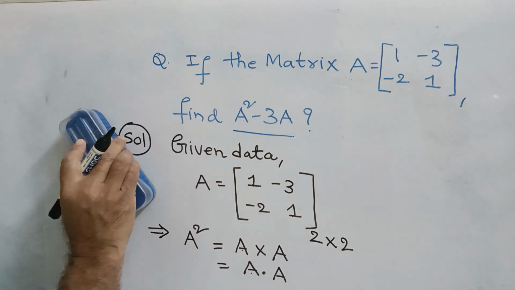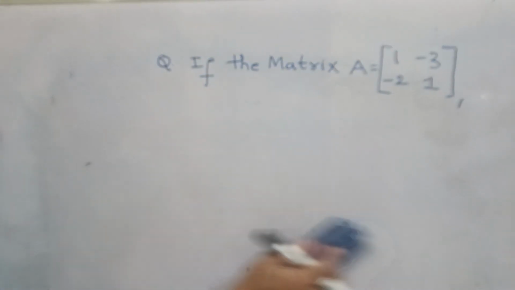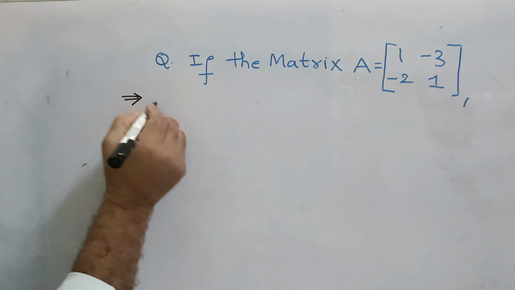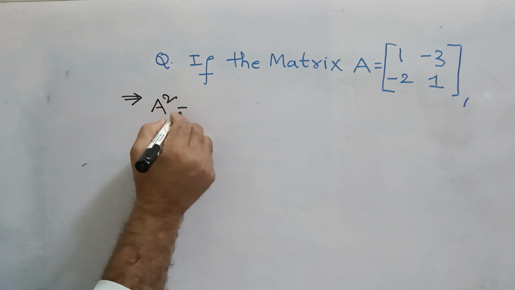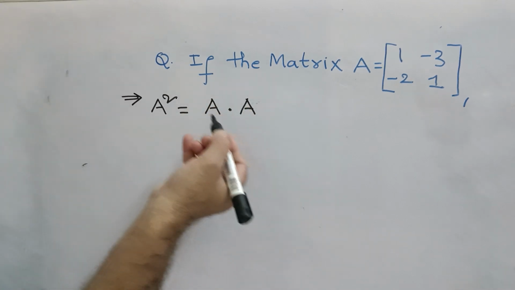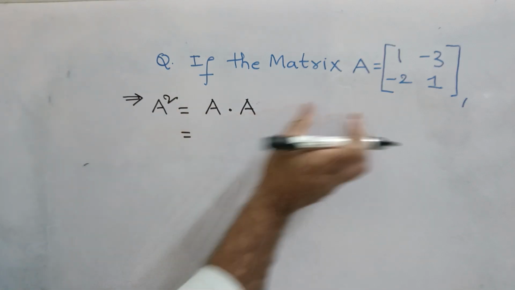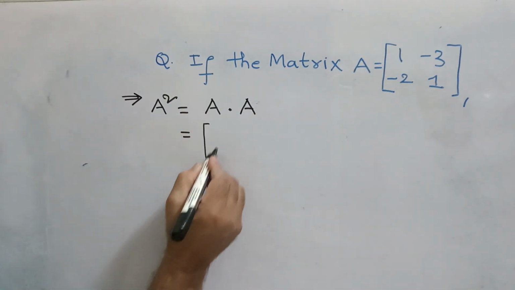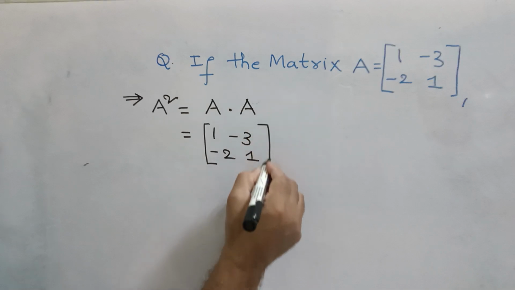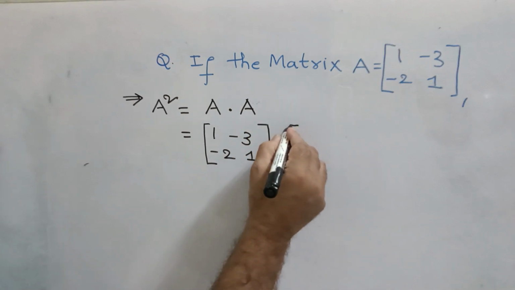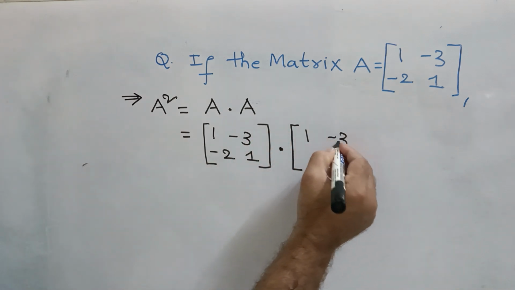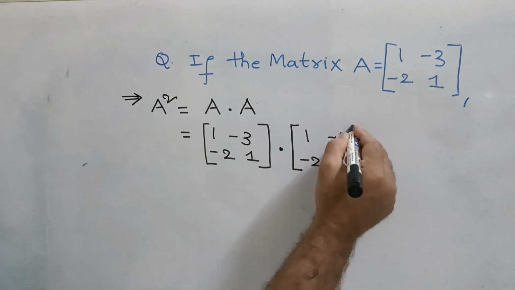Therefore, I can solve your A square. First, we have to find out the value of A square. A square is equal to A into A. What is A? Write the matrix given: 1, minus 3, minus 2, 1. This is A, into, simply a dot, then A again. Write the same: 1, minus 3, minus 2, 1. This is A into A.